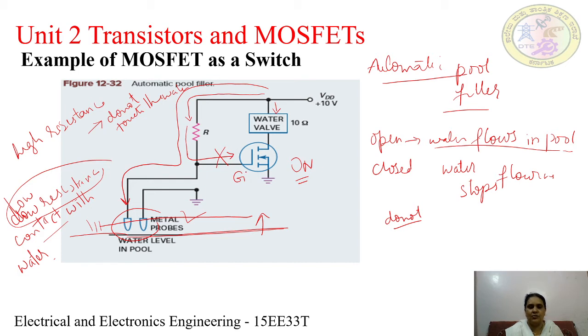When no current flows to the MOS, VGS automatically becomes less than VTH, drain current will become 0, and the MOSFET will become off. In the second case I am talking about, if the MOS is off, the valve gets closed. If the valve gets closed, water stops flowing. So what we are doing with the automatic pool filler is sensing the level of the water, and depending on the level of the water, we are making the valve open or close. So this operation can easily be handled by using the application of MOS as a switch.